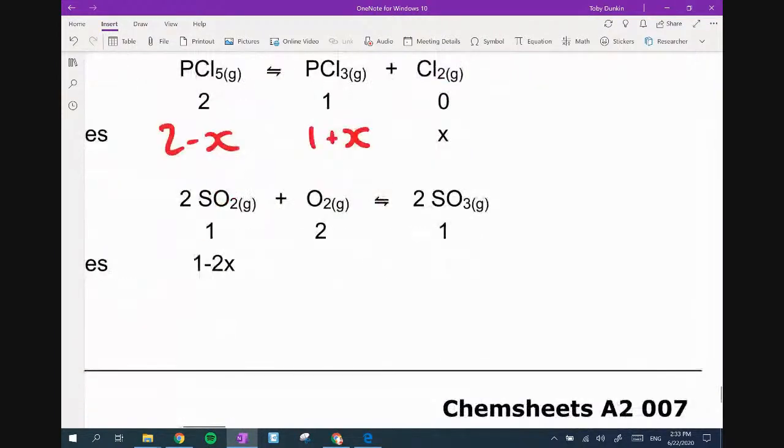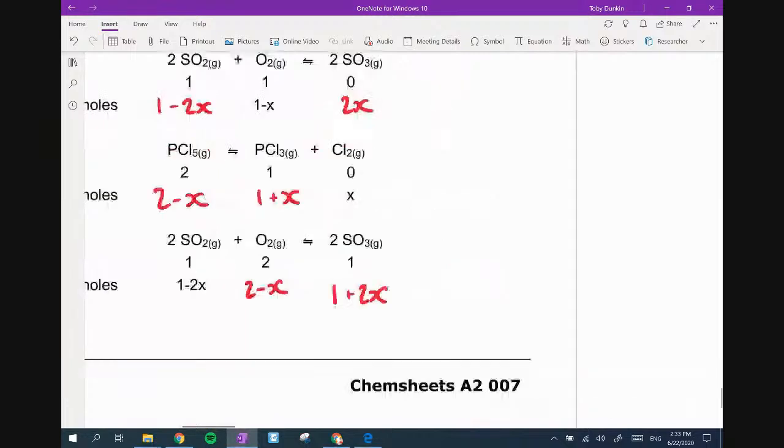Last question. I'm nearly there with 2 minutes to go. 1 minus 2x. This is going to be 2 minus 1x. And this one's going to be 1 plus 2x. And I'm done. Tick, tick, tick, tick, tick, tick, tick.